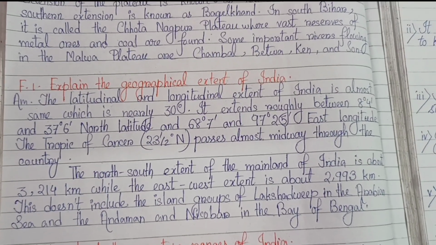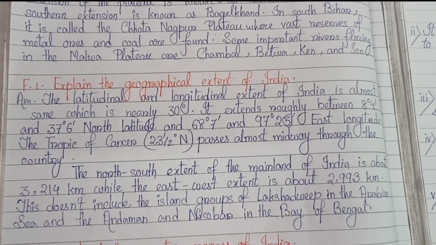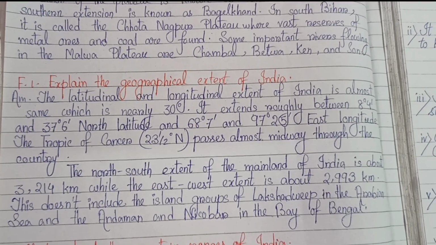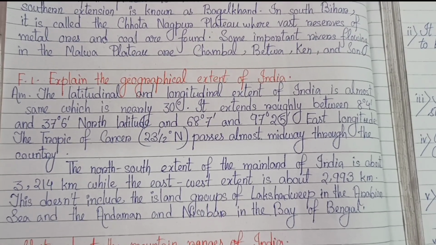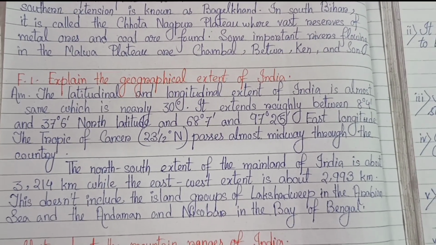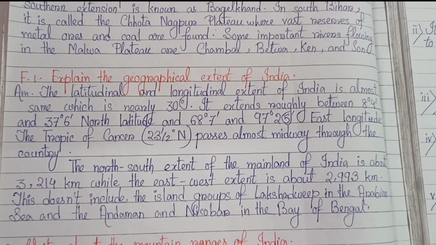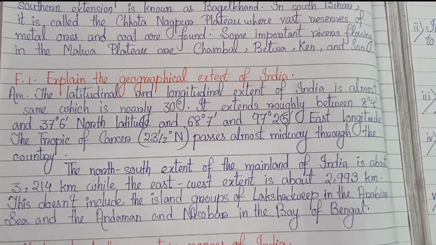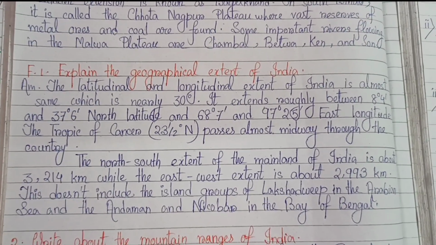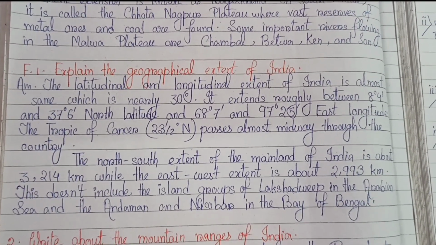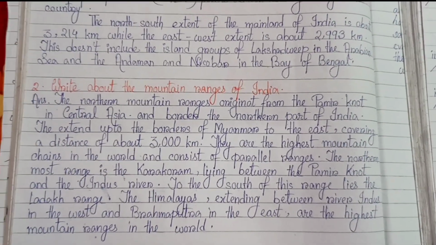The Tropic of Cancer, that is 23.5 degrees north, passes almost midway through the country. The north-south extent of the mainland of India is about 3,214 km, while the east-west extent is about 2,993 km. This doesn't include the island groups of Lakshadweep in the Arabian Sea and the Andaman and Nicobar in the Bay of Bengal.